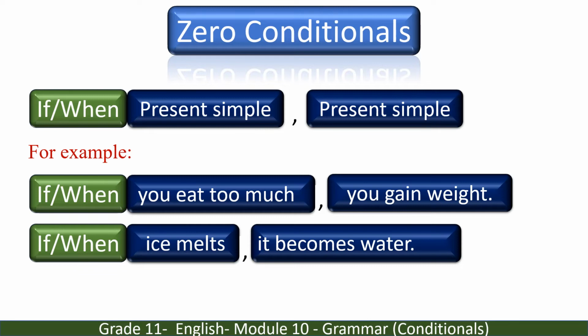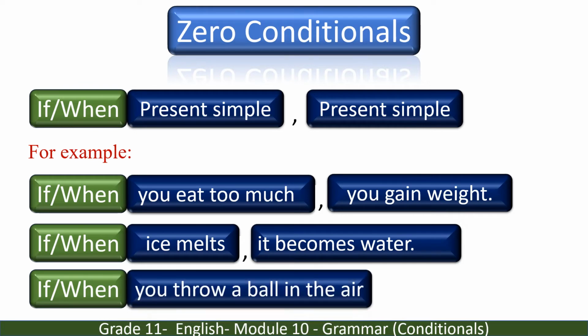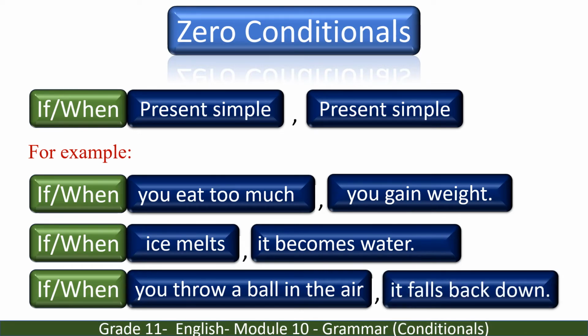Great. Let's look at the third example. If or when you throw a ball in the air, what happens? It falls back down. These are things that are generally true. That's why the three sentences are in the zero conditional.